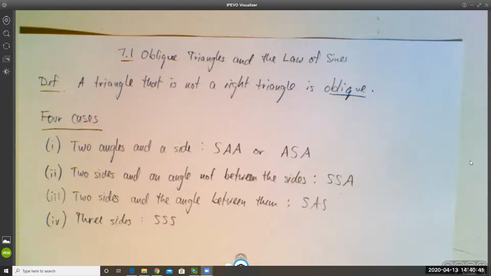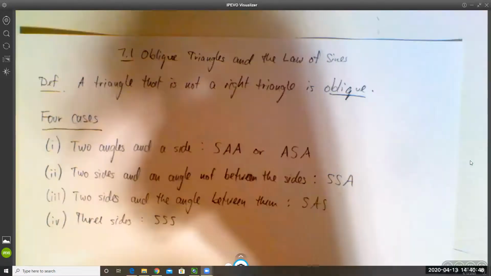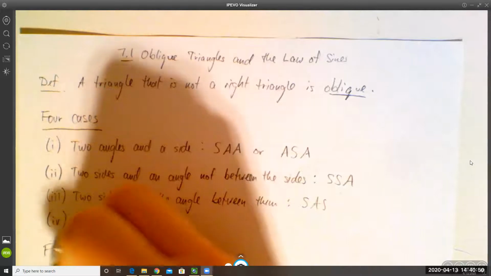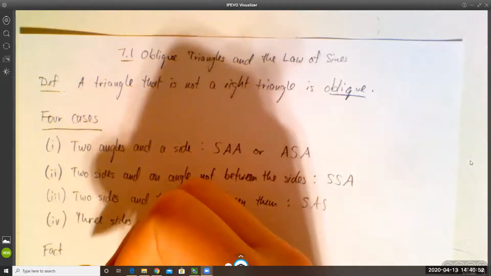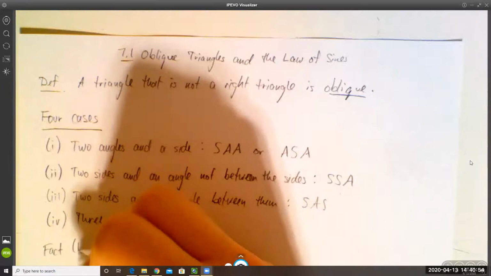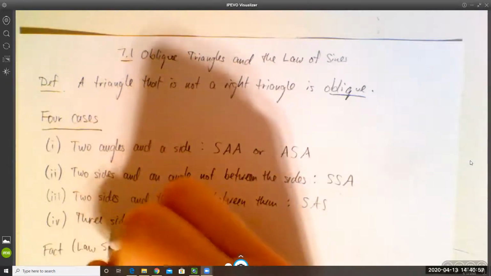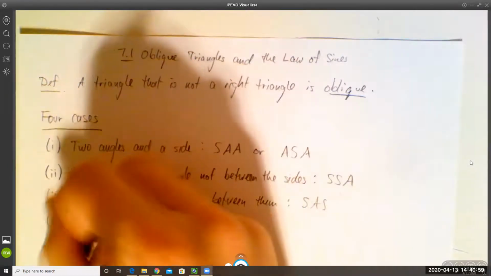Okay, so these are the four possible cases. Again, we're going to be talking about case one today, and it requires the law of sines. So this is what the law of sines says. It's actually on that formula sheet that I gave you in the previous unit. Law of sines. But we're going to prove this thing now.